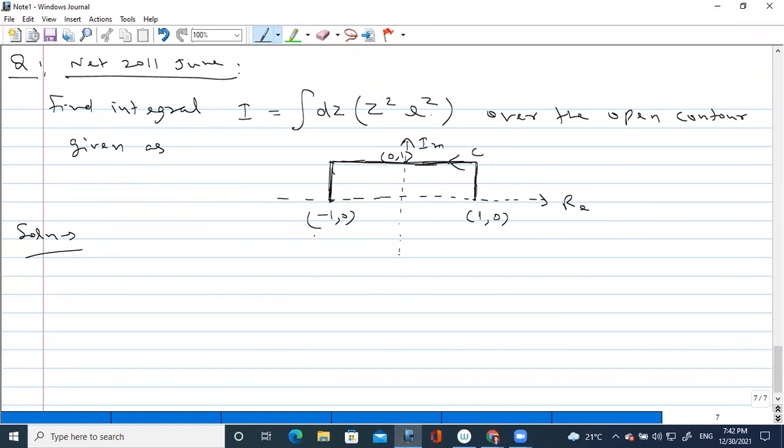Okay, so first I will give the options. Options given are: first, 5 by e plus e; second option, e minus 5 by e; third option, minus 5 by e minus e; and fourth option is minus 5 by e plus e. This is plus, this is minus.